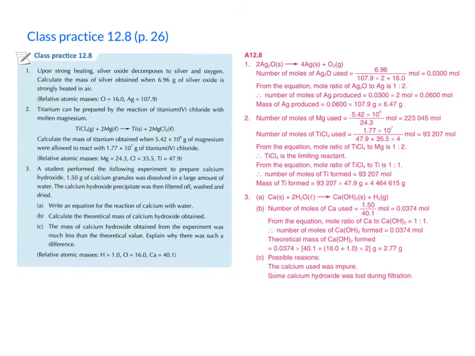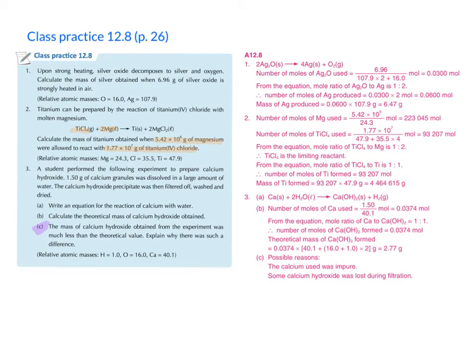For the class practice, you got 3 questions there. I would like you to finish it on your own as well, but just want to draw your attention. One of the questions will involve limiting reagent. You have to pay attention to question number 2, because you got the mass of magnesium and the mass of titanium dioxide. You got the mass of these two, so you need to find out which one is the limiting reagent.